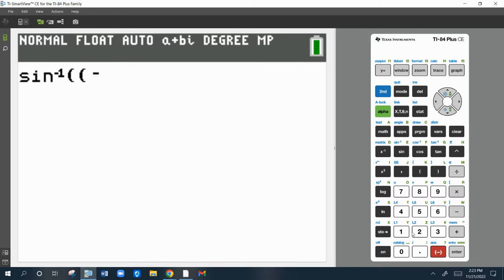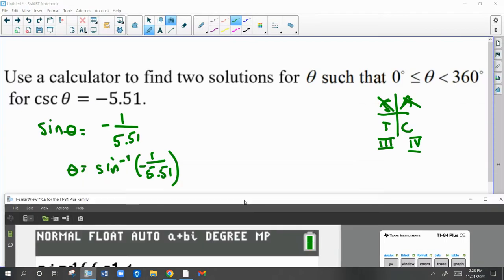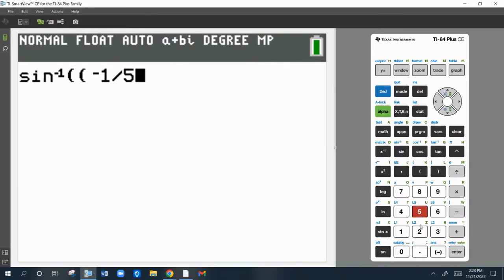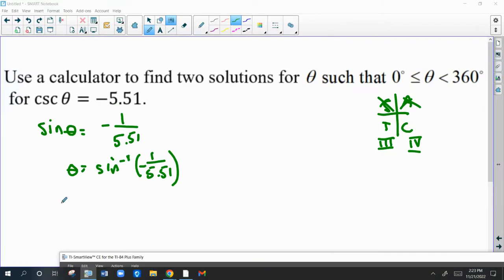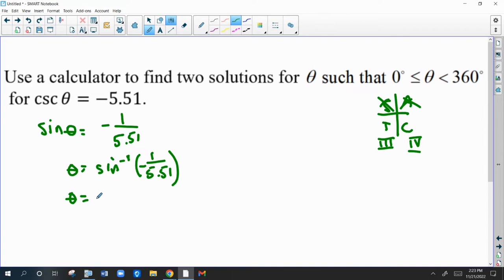Negative 1 over, I know I added an extra parenthesis, but that's okay. Negative 1 over 5.51. And my result is going to be negative 10.46 degrees. Now you have to be very careful here. That is not a solution because it's not between 0 and 360.